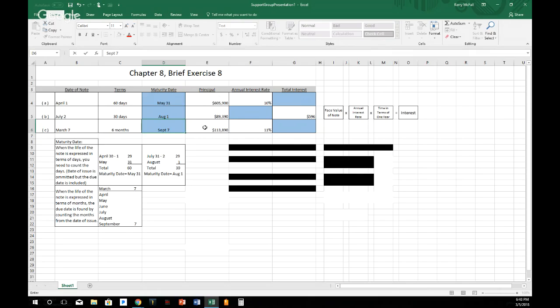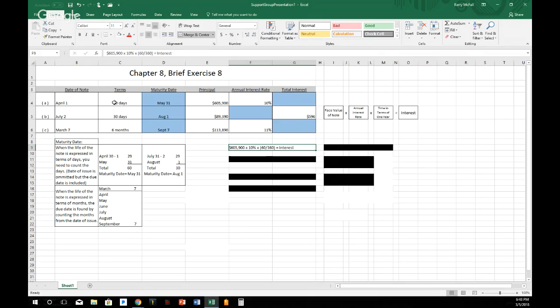Next part of this problem, we need to find our total interest. The equation to find the interest is the face value of the note times the annual interest rate times the time in terms of 1 year. That equals our interest. So for this first one, we start with the face value, which is the principal amount right there, $605,900. Then we multiply by our annual interest rate, which is the 10%. And then the time in terms of 1 year.